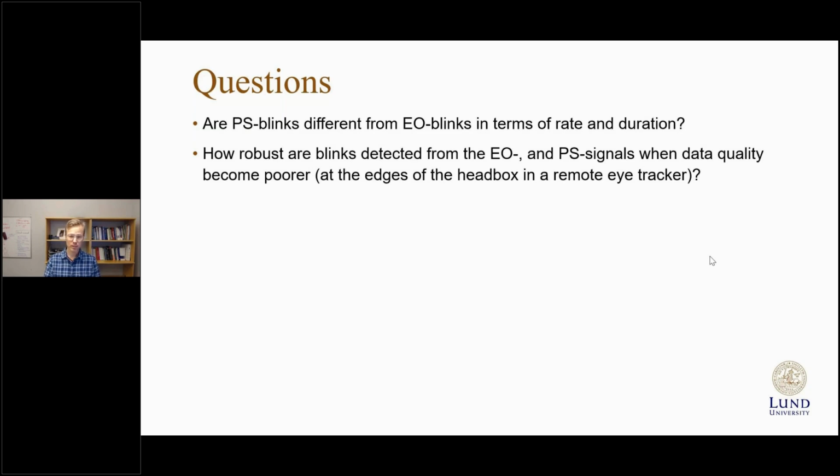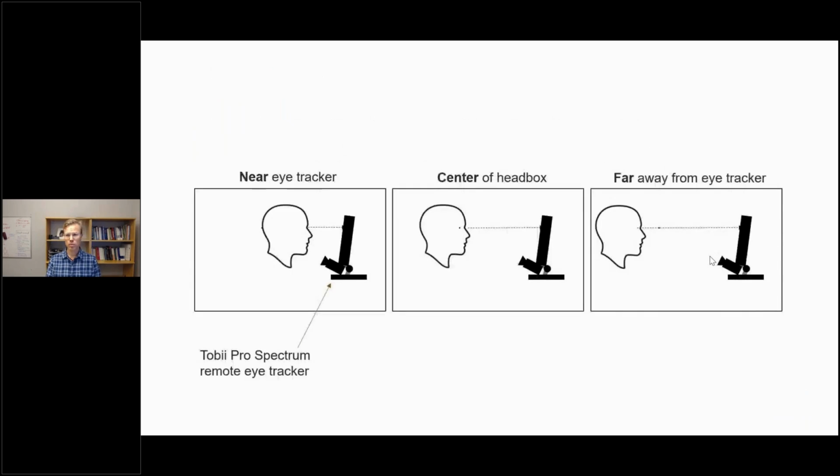So we thought about the simplest possible test of this. We designed 3 conditions here. We put participants very close to the eye tracker, in the center of the headbox where you have the highest data quality, and far away from the eye tracker. So 3 conditions, and we recorded eye openness and pupil size with the Tobii Pro eye tracker.